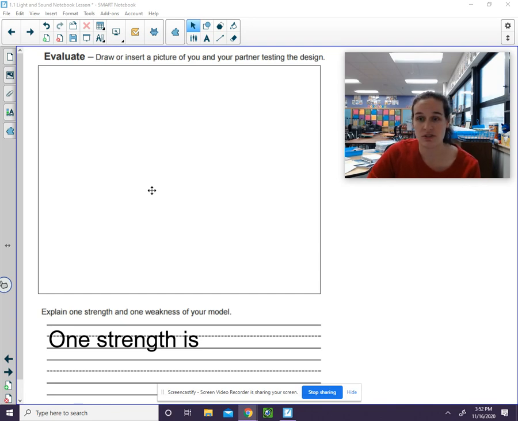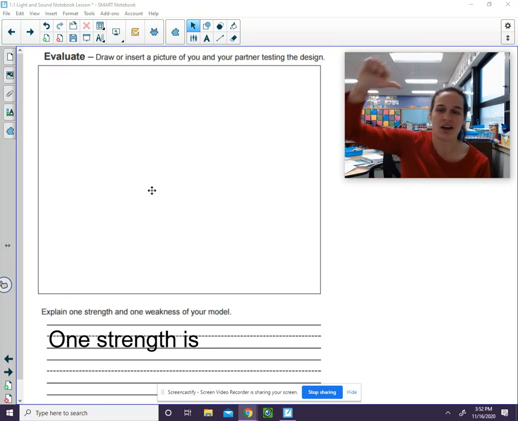So your communication device either uses light or sound. I want you to see, can they either see your communication device or see what it's doing, or can they hear your communication device from another room? If they can, yes, you solved the problem. If they can't, no, you didn't solve the problem.